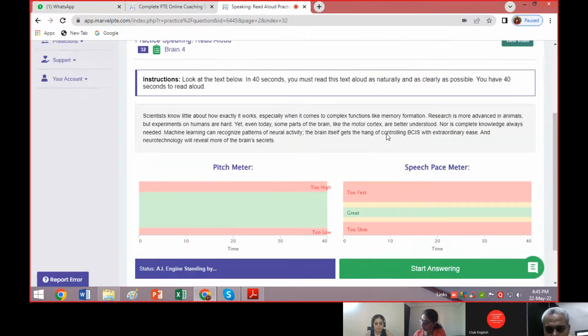So before starting this answering, you have to first practice. Scientists know little about exactly. You have to see all those words which are important, like especially or specially. Some people say research, research. So you have to tell how to pronounce it. Machine learning, recognize patterns, neural activity, BCIs, extraordinary. People say extraordinary in various ways. Neurotechnology, some people would mispronounce. You have to tell people how to say it, and then you'll allow them to do it.